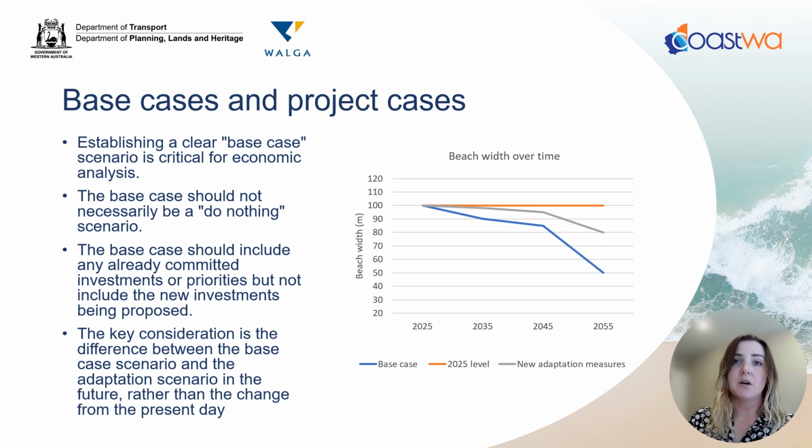And so the important concept to consider is what is the difference between this grey line and this blue line, not what is the difference between the point we're at now in the 2020s and the point that you're at under the adaptation action plan in 2055. So it's just a really important consideration. This is something that if you have hired consultants to undertake the benefit distribution analysis for you, they should be able to guide you in how to do this.